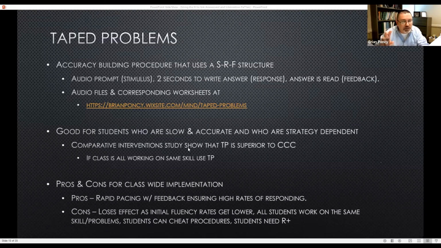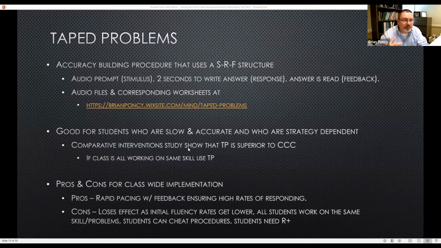Flashcard drill, again, when we talk about interspersal procedures and other approaches, you can really individualize known to unknown ratios. It's one-on-one with the student. It's very salient with the antecedent and consequent procedures, but it takes a lot of time and resources.